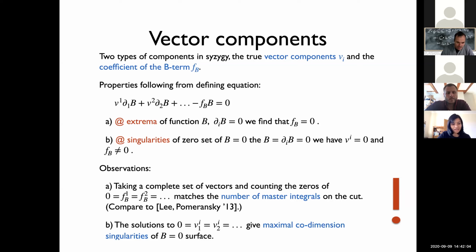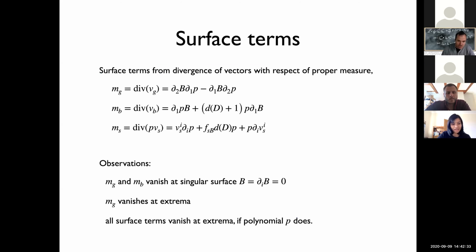Another thing that you can do with the vectors is look at the V components. If you set the V components of all your vectors to 0, then what you get is the maximal codimension singularities of the Baikov surface. So instead of doing an analysis with minors, you can just set these things to 0 and find the singularities rather quickly. You can also turn it around. If you know what the singularities are, you know a lot already about the vectors, and you can also make their construction simpler.